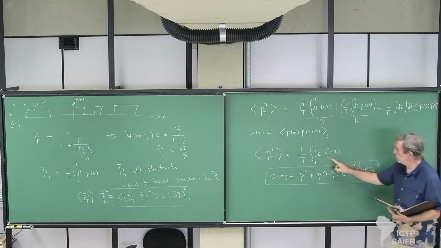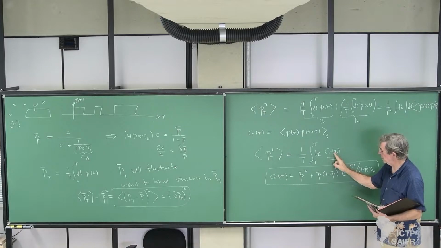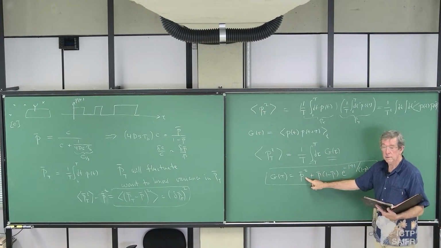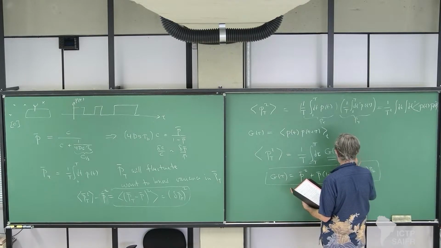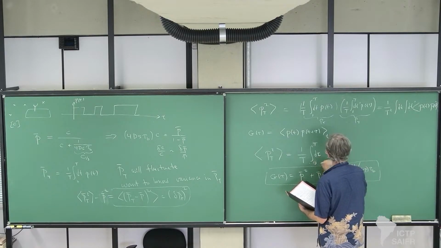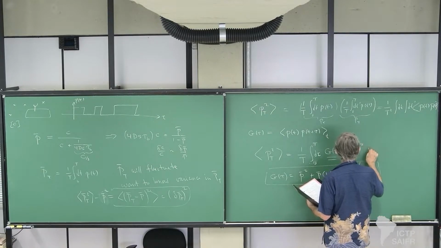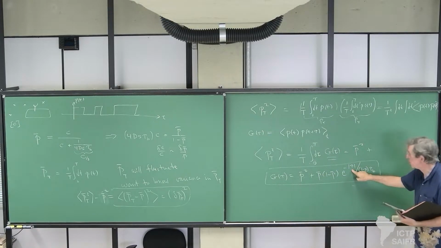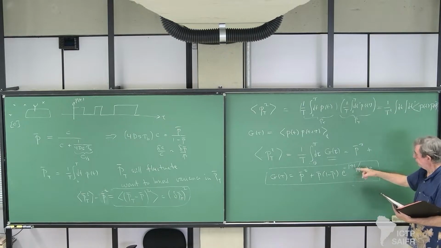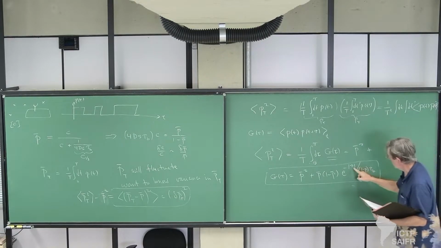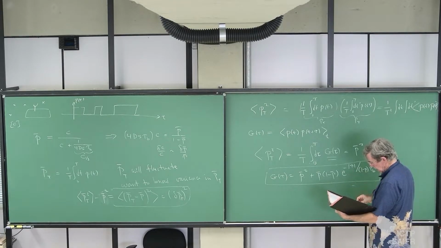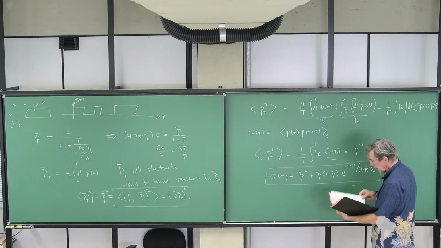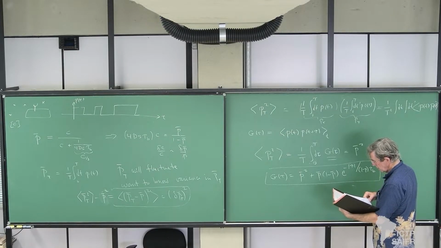So there are two terms, right? There's the term that I get from integrating this piece, and that's going to give me p bar squared, and then there's the term that comes from integrating over this piece, and you can do it because you're just integrating an exponential. When you do it, what do you get? I have it here somewhere.